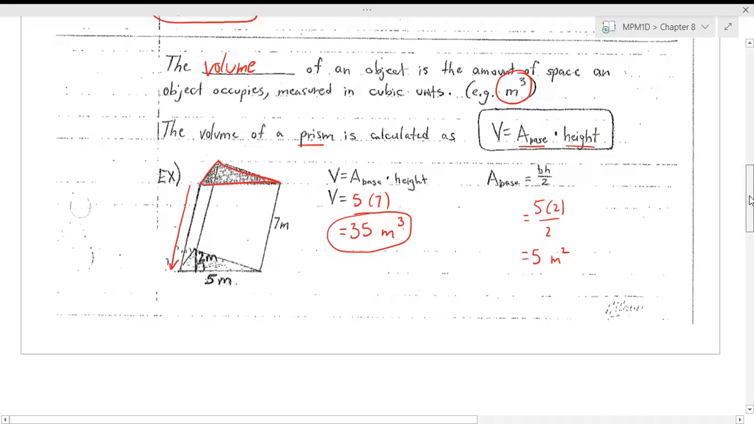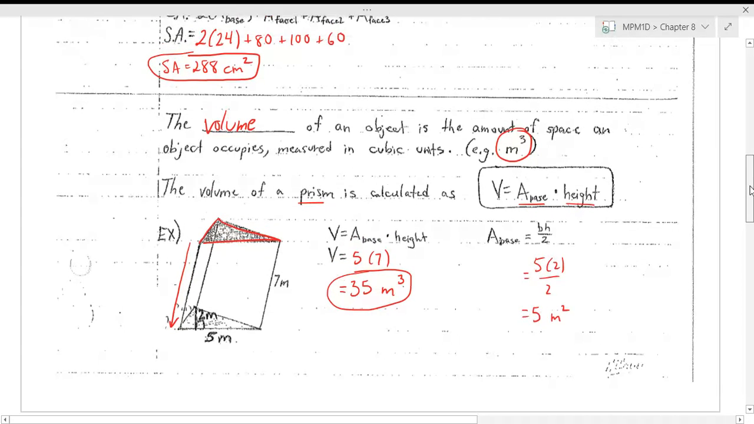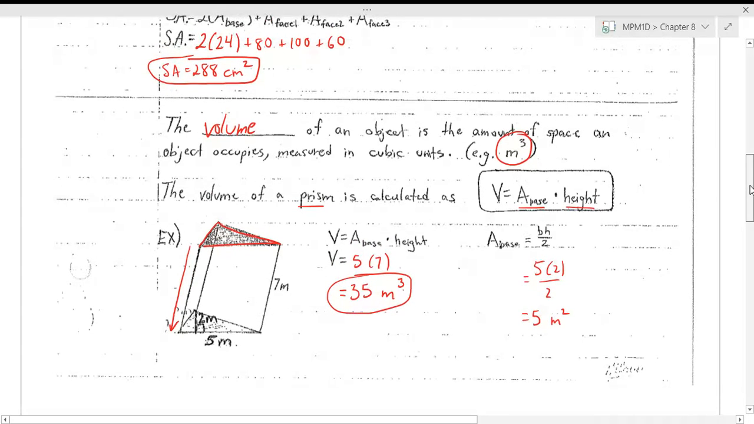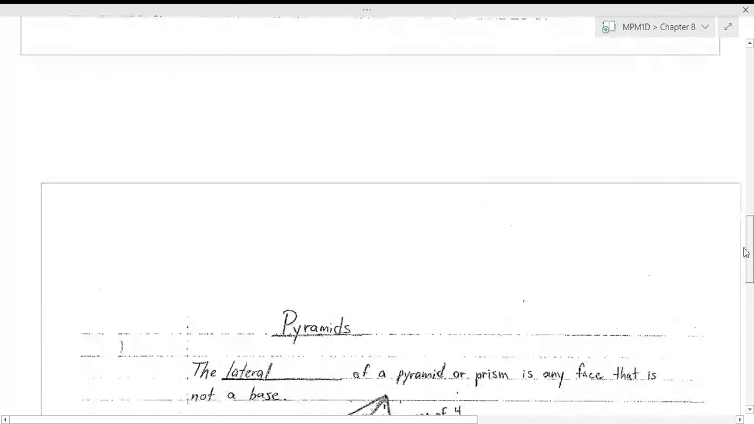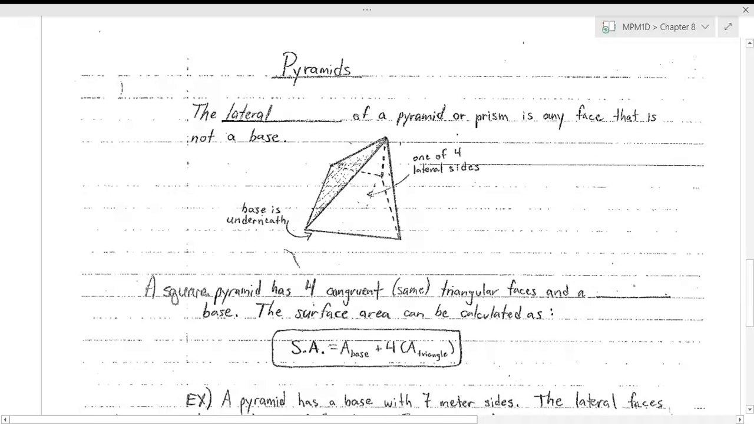Okay, so that's how we do the surface area and the volume of prism. Remember, surface area is two-dimensional, volume is three-dimensional. All right, so I'm not going to spend quite as much time with pyramids because it's actually very much the same concept. We're just looking at a different shape, and so we'll be working with different formulas. But the concept is very much the same.